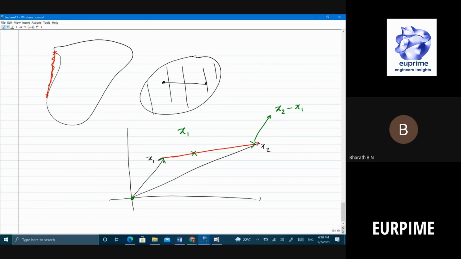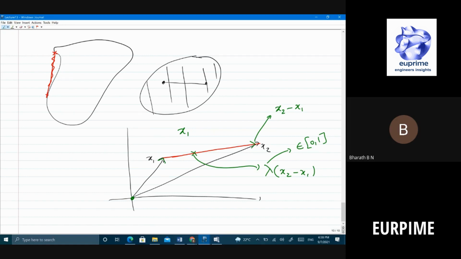But I should not travel a distance equal to the norm of x2 minus x1. I should go by something smaller than that. So I should move in the direction of x2 minus x1, but not totally. I should go by a fraction of the distance. Let me use the fraction lambda. So what is this lambda? Any number between 0 and 1. If I say 0, I'll stop at x1. If I say 1, I'll stop at x2. If I take something between 0 and 1, I'll be on this line. Do you agree?